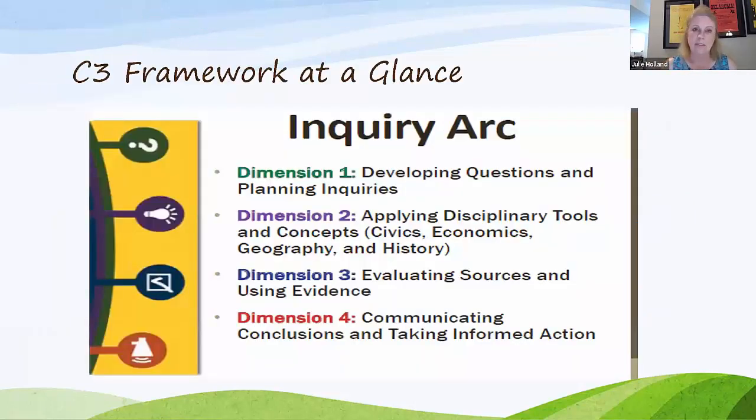The inquiry arc of the C3 framework has four dimensions that move students from developing questions to using the tools of social studies to evaluate sources, support their ideas with solid evidence, and communicate their ideas, and then taking informed action, either in their school or out into their community. Tonight, just the tip of the iceberg, we're going to quickly look at the rationale behind each dimension. Why does this inquiry arc make sense? Then we'll look at some suggestions for how to implement this in the classroom. So the why and then the how. We'll also throw in some examples of what these dimensions might look like on the teacher's end and the student's end.